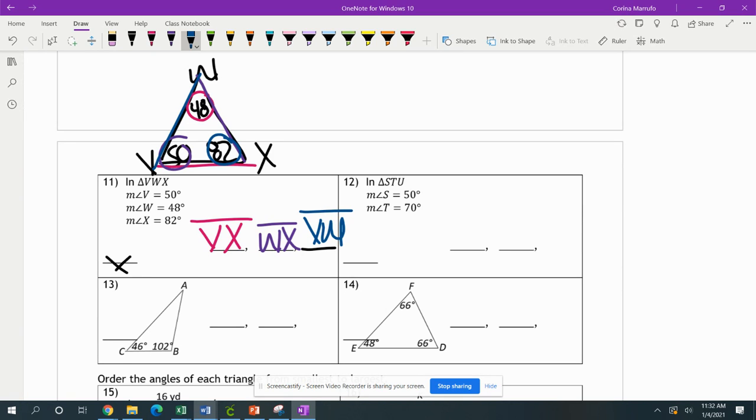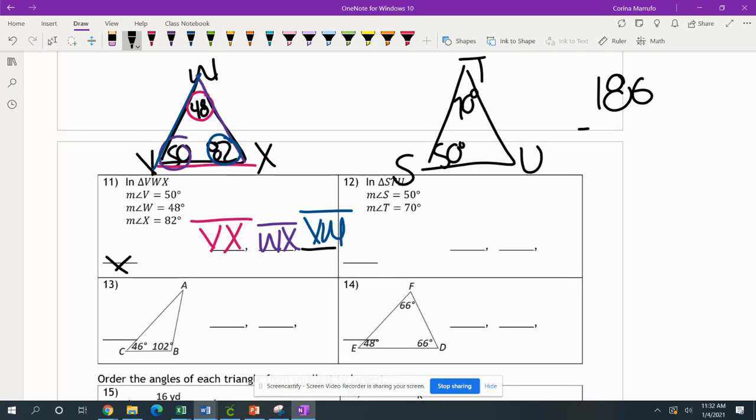Okay. So then the next one says triangle STU. So we're going to draw another picture. STU. S is 50. T is 70. And U, we don't know, but that's okay because we know the three angles of a triangle should add up to 180. So we're going to go ahead and subtract the 50 and the 70, and that gives us 60. Okay? So now the smallest angle is going to be angle S, which is 50. So the side across angle S is TU.